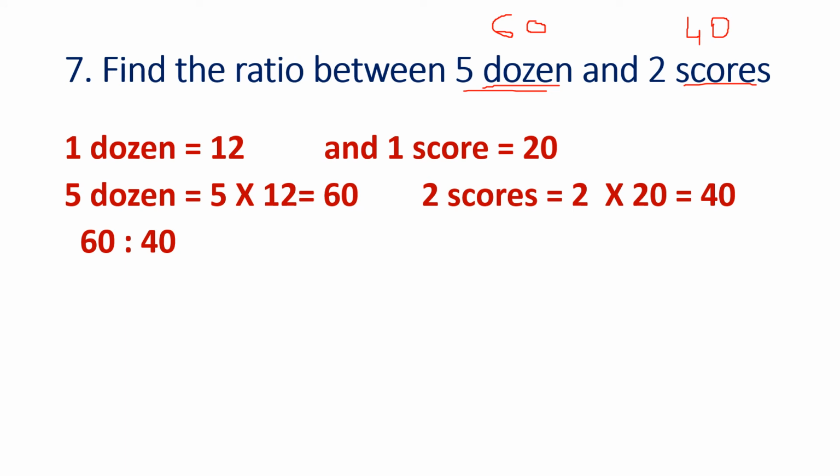So what is the ratio of 60 is to 40? We will write 60 by 40 and this 0 and this 0 will cancel. So we get 6 by 4 and again we can divide it by 2. 2 threes are 6, 2 twos are 4. So this becomes 3 by 2. Okay. Now what is the answer? The ratio is 3 is to 2. So this is the ratio and we get the answer.